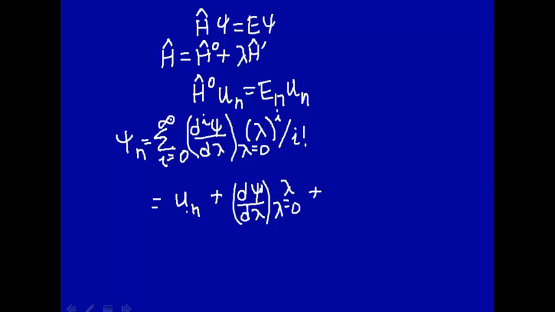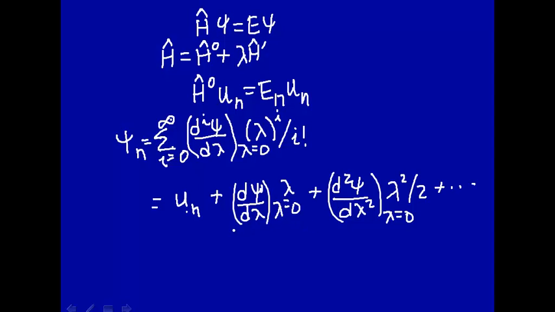And let's do one more term. Let's do the second term, i equal 2. So this will be the second derivative of the full wave function with respect to lambda. And now we evaluate this at lambda equals 0, times lambda squared divided by 2, plus and so on.